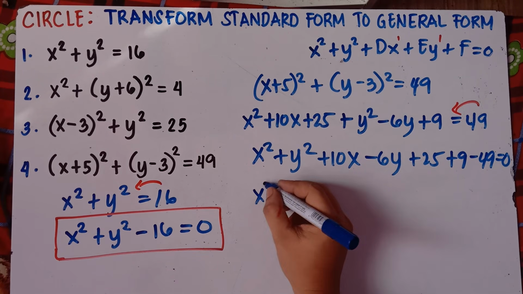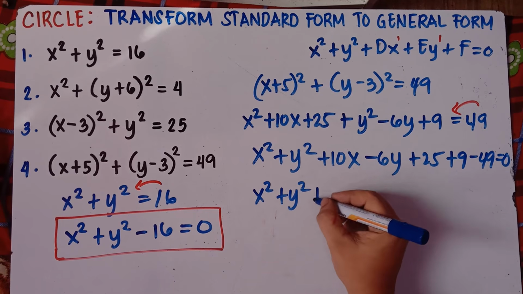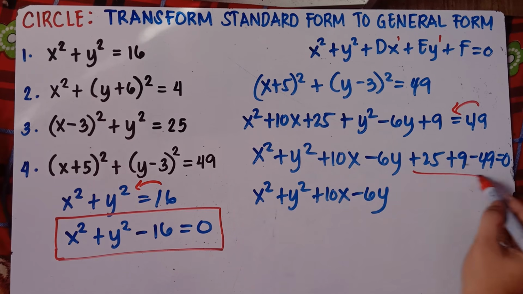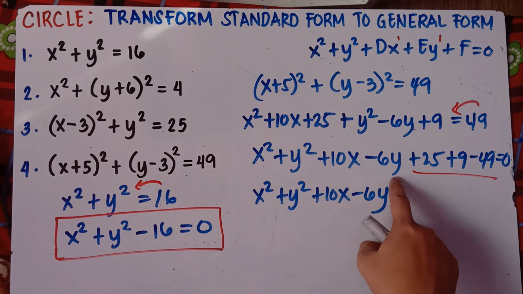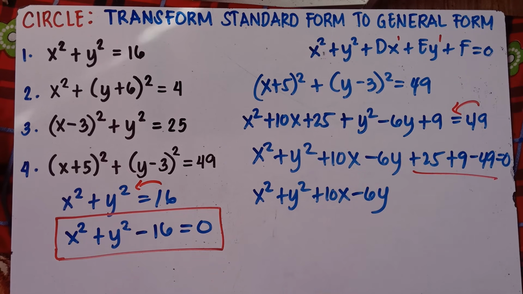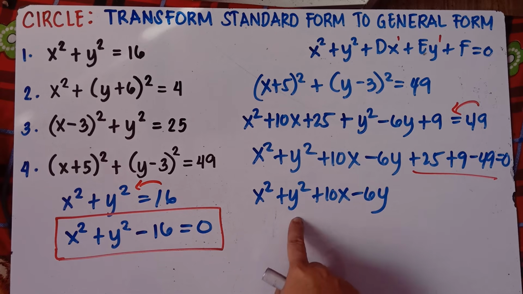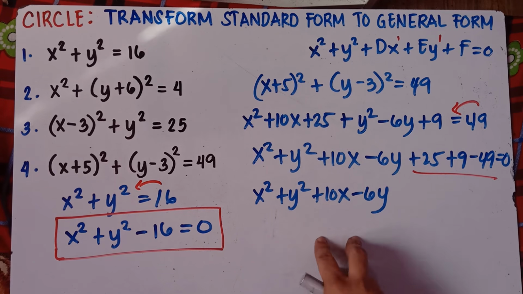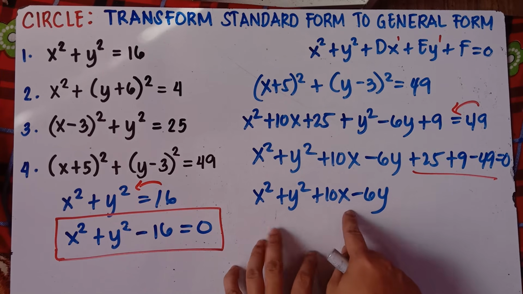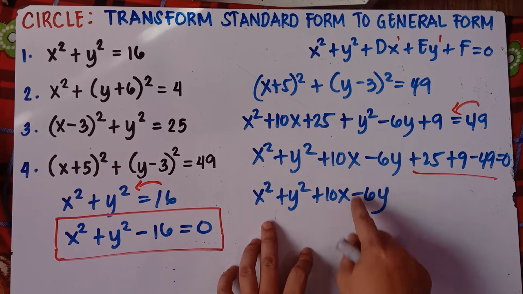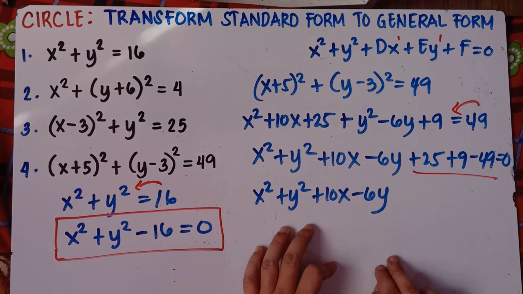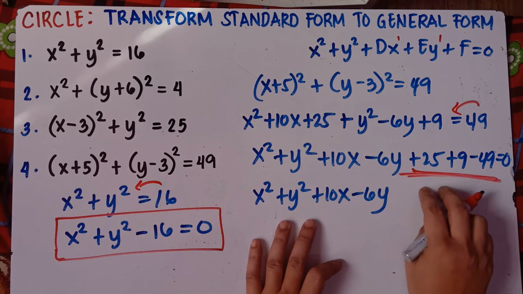Alright, so we have x squared plus y squared plus 10x minus 6y. Then you combine the numbers, class. Once again, we cannot combine x and y, same with x squared and y squared, as it should be the same literal coefficient, the same letter and same exponent for you to combine. We cannot combine x squared and x because the exponent of x is just 1. In this one, we can combine because these are all numbers.